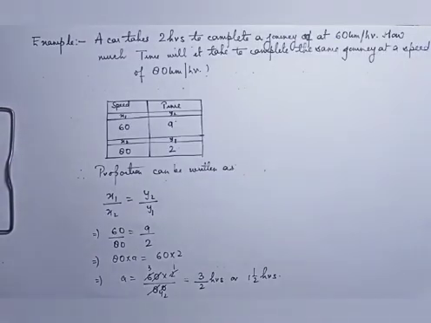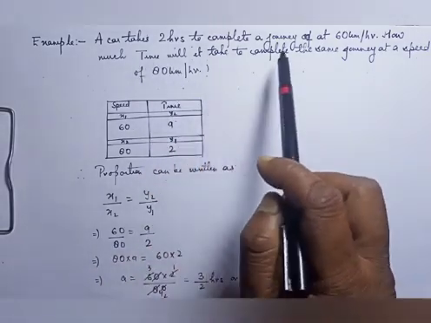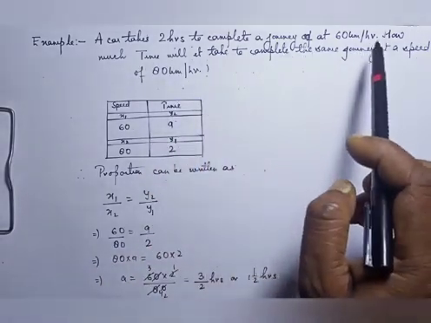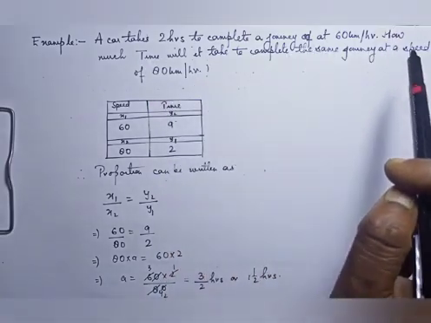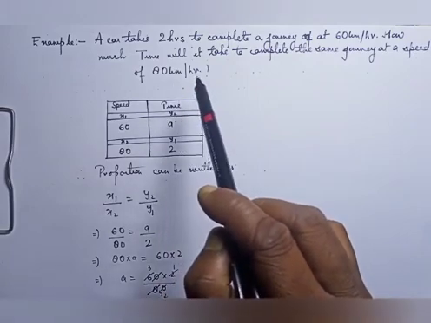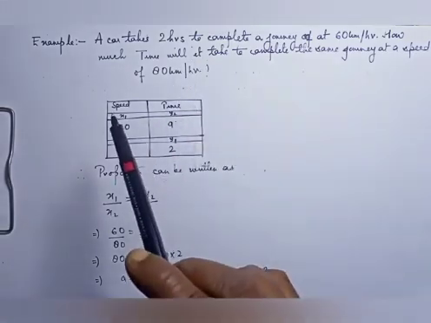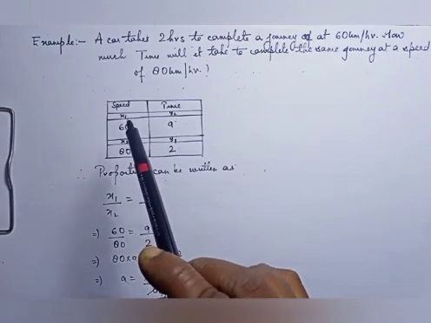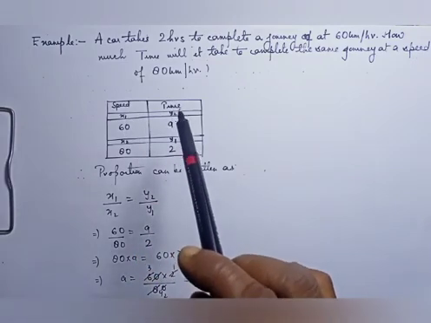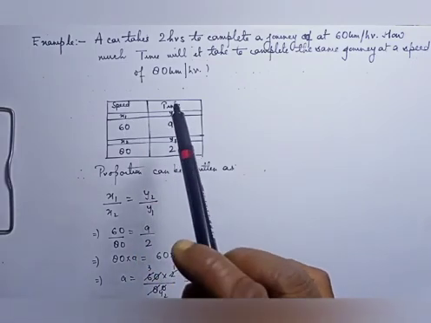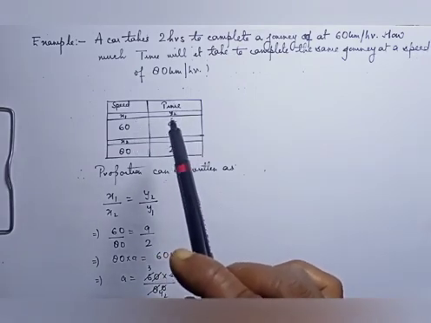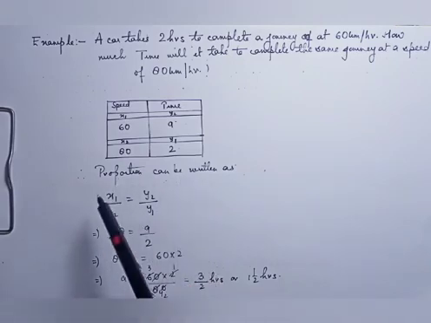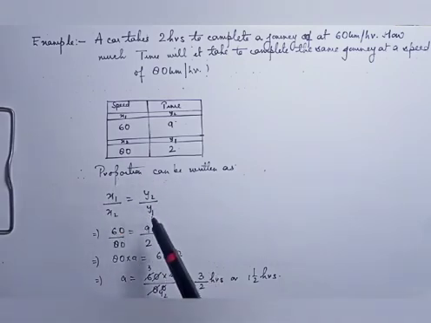Let us see one example to make your concepts more clear. A car takes 2 hours to complete a certain journey at 60 km per hour. How much time will it take to complete the same journey at a speed of 80 km per hour? So over here you can see speed is x1 and x2, and time is y2 upon y1. Why have I taken y2 upon y1? Because it is an inverse case. So the proportion can be written as x1 upon x2 is equal to y2 upon y1.